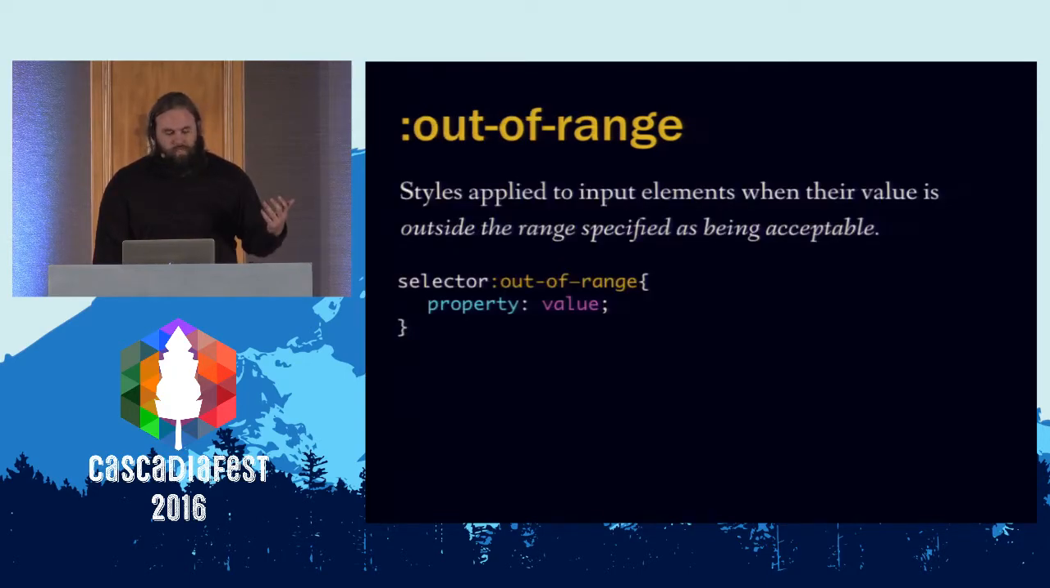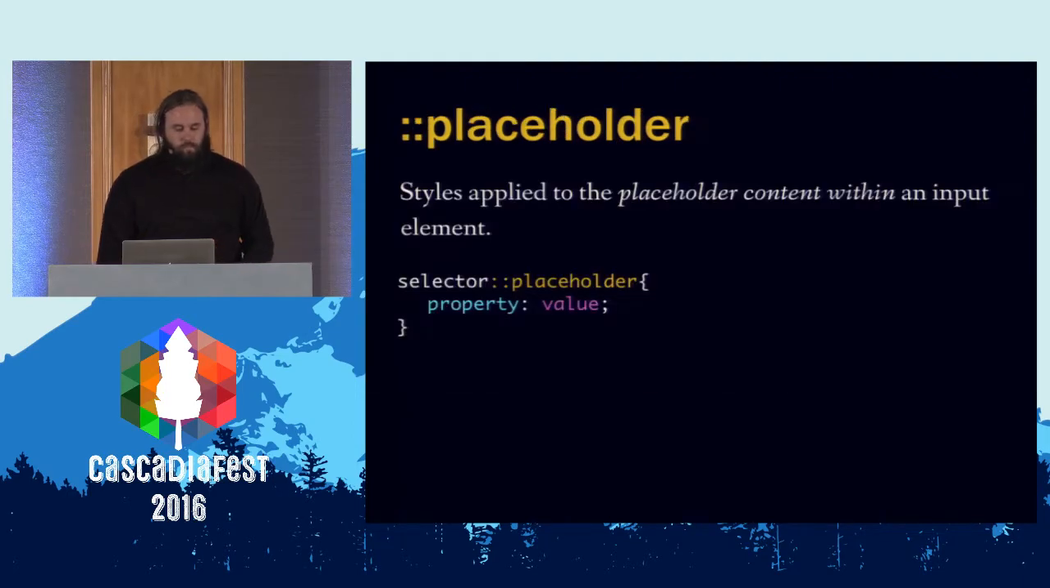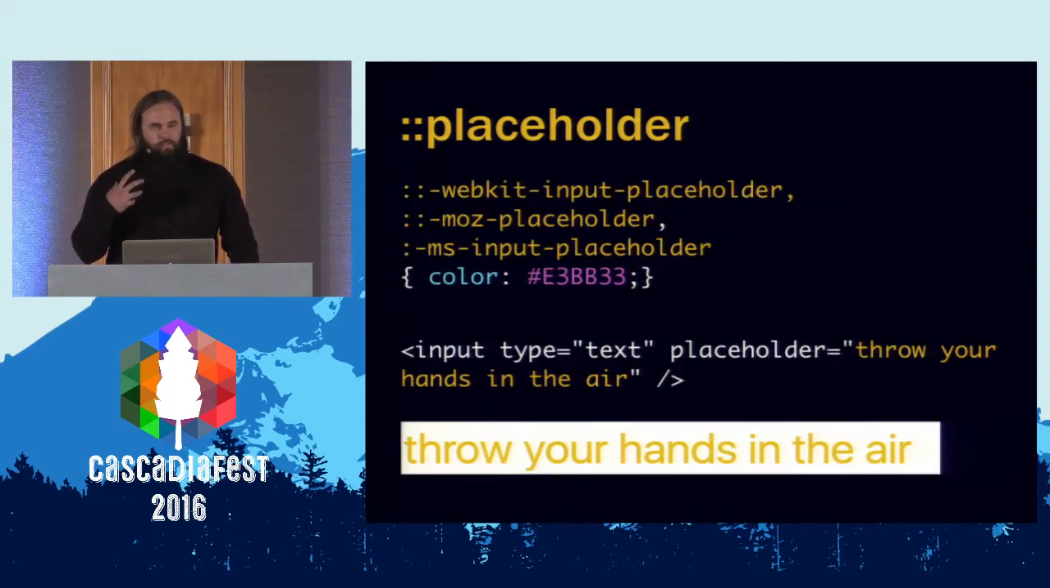Out of range, same thing, but out of range instead of in range. Placeholder: these are styles applied to the placeholder content within the actual input. It's not actually shown in the spec yet, and it still has the vendor prefixes. Everyone treats it like an element except for IE. They still treat it like a class, so it gets that single colon. But this will style the text within the actual placeholder value.